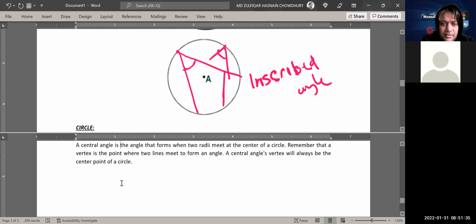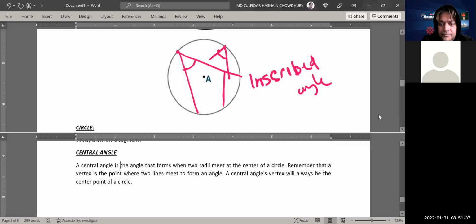Can you read central angle? Sohalia, are you there? Yeah. Okay, can you read?